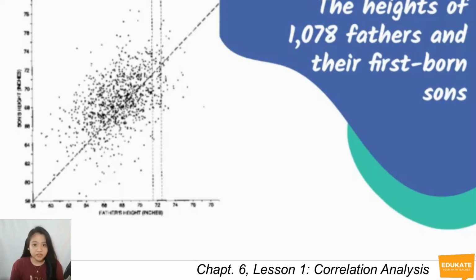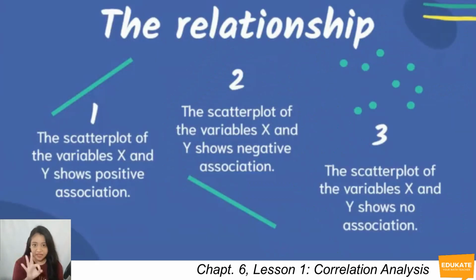The two people above, Sir Francis Galton and his disciple Carl Pearson, plotted each height of the father and son in a graph where each dot represents a father and son's height. In this diagram, the x-axis represents the father's height in inches, while the y-axis represents his firstborn son's height in inches. The relationship can be shown using a diagonal line. So we have three possible relationships that occur in a scatter plot diagram. The first one, the scatter plot of variables x and y, shows positive association, diagonal line raising to the right, which is given by our example earlier.